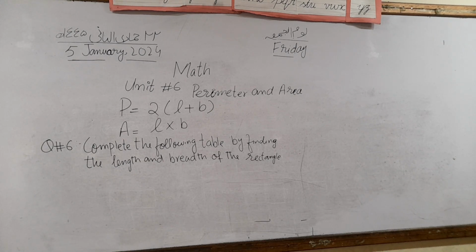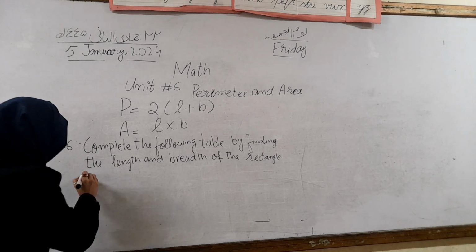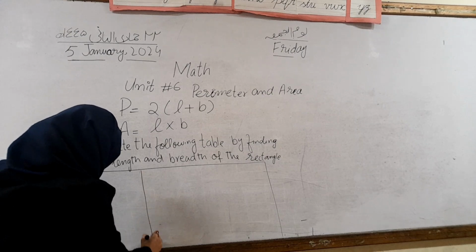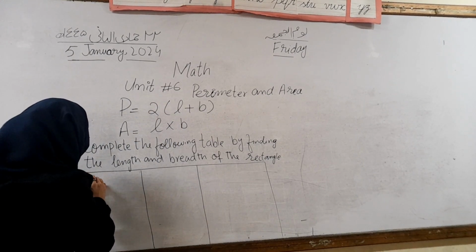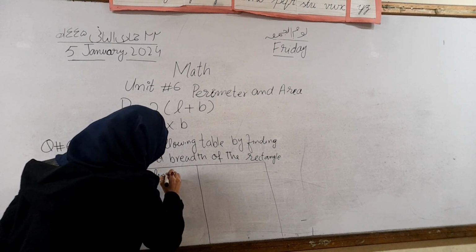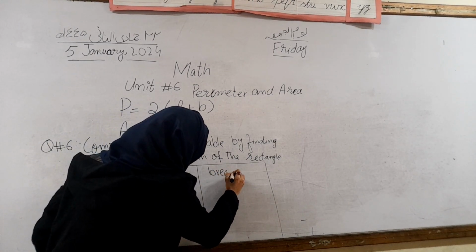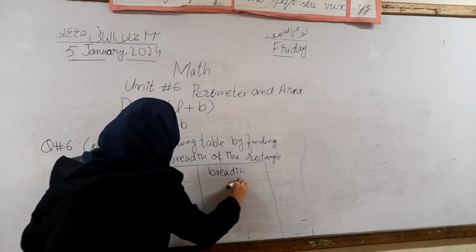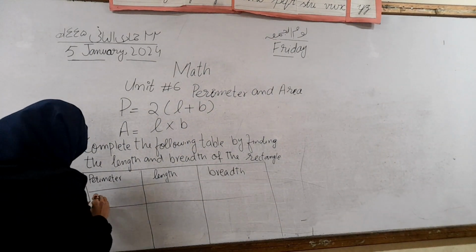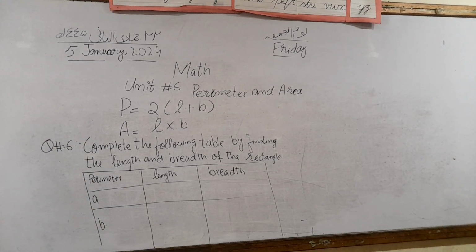Now in this question you have to find the breadth of the rectangle, and perimeter and area are sometimes given. We have a table: perimeter, length and breadth. We have A, B, C and D, E parts. We have 5 parts of this question.